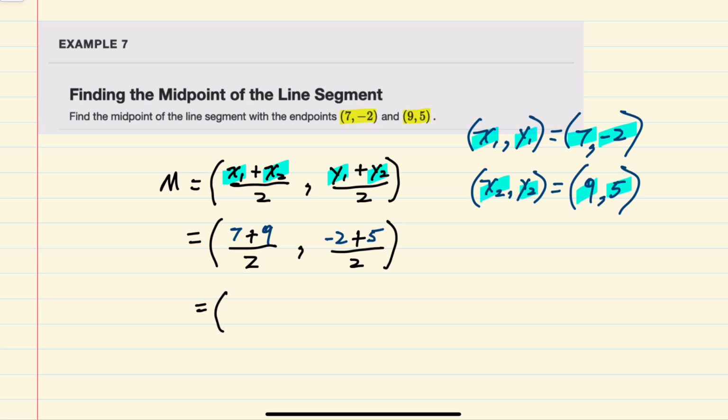Our x coordinate is 7 plus 9, which is 16, divided by 2, which is 8. And then our y coordinate is -2 plus 5, which is 3, divided by 2, which I could leave as 3 halves. And this would be the coordinates of the midpoint.